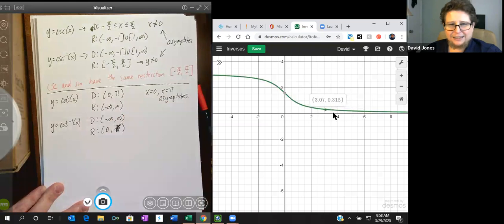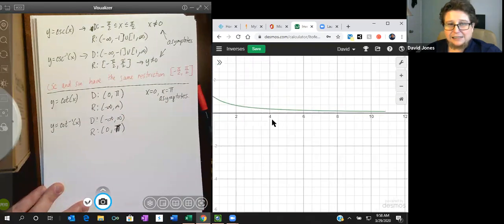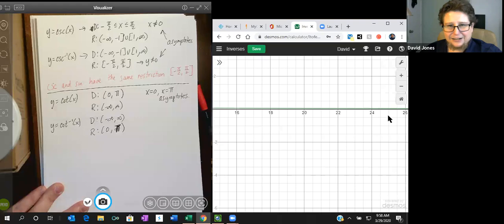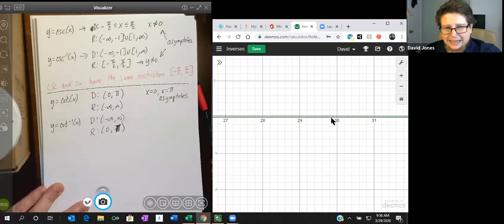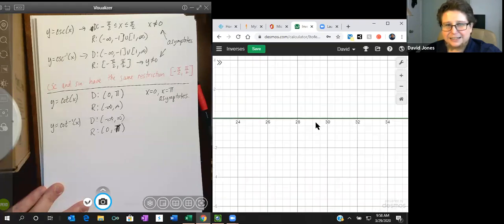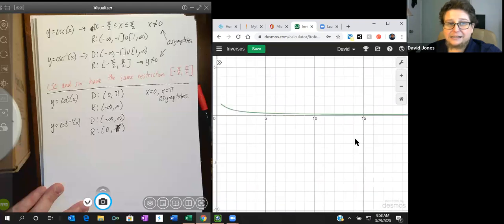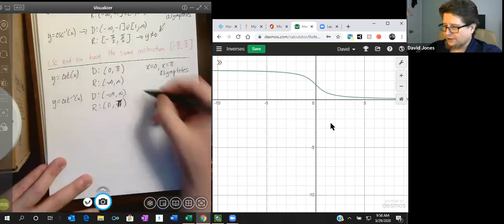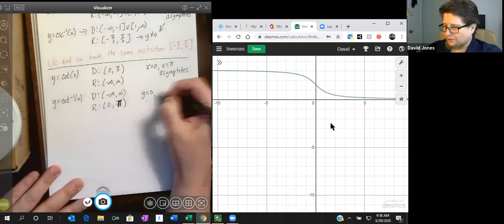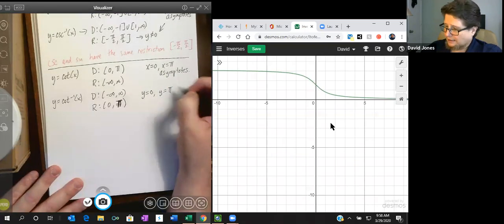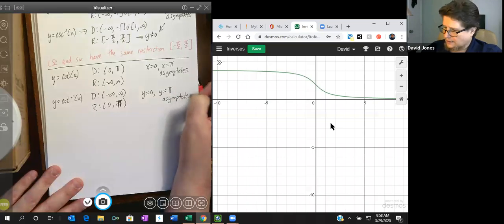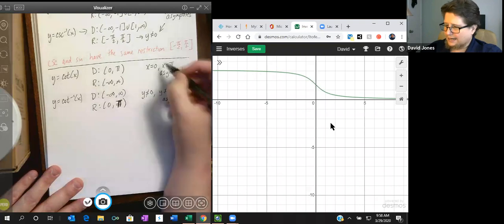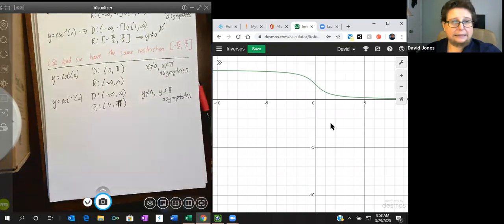Notice it never actually touches 0. It gets close, but it never actually touches. And here, y equals 0 and y equals pi are asymptotes. So I guess we could say y can't equal 0 and y can't equal pi.